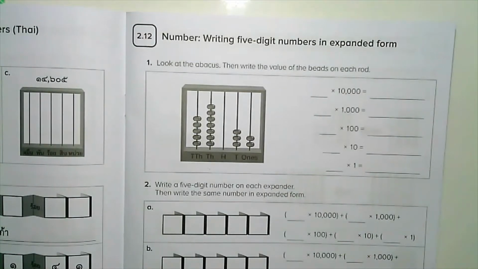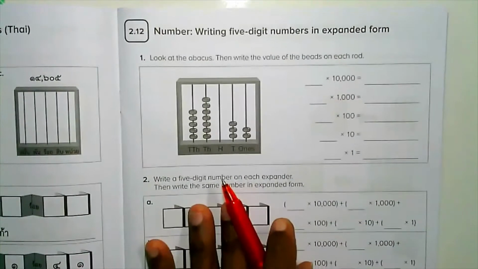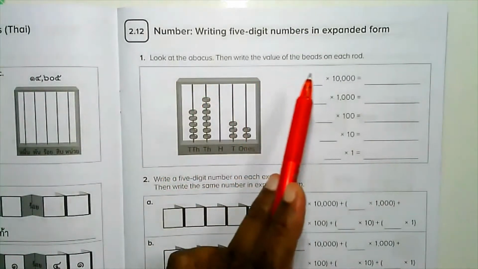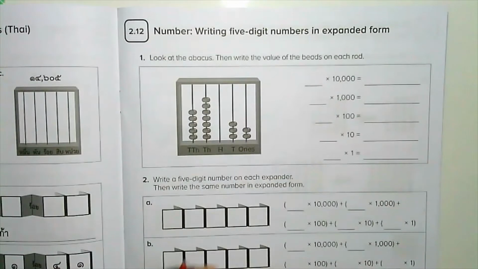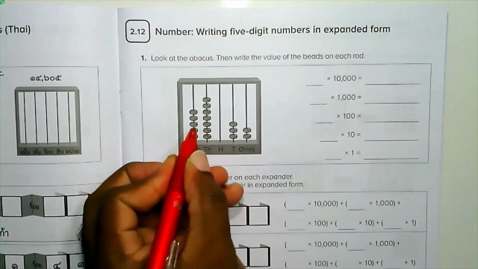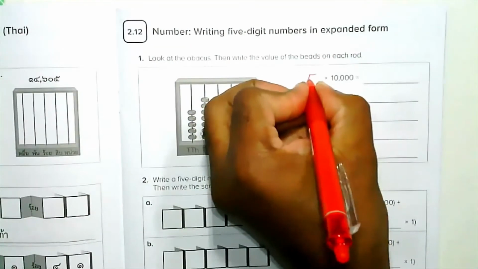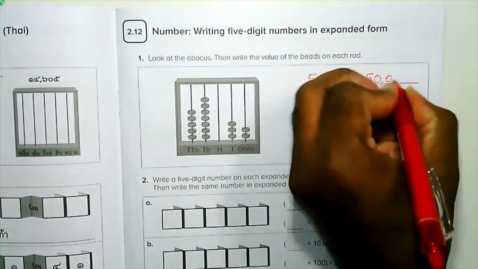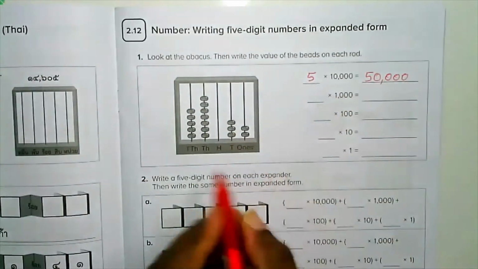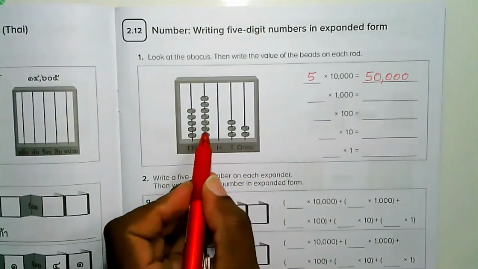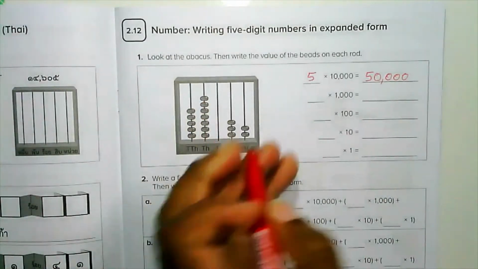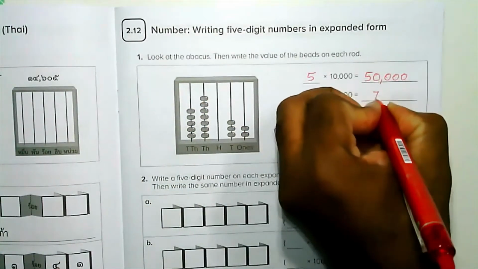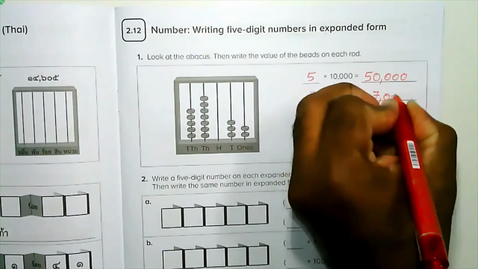Practice 2.12, number 1. Look at the abacus, then write the value of the beads on each rod. So for the 10,000, we have 1, 2, 3, 4, 5. So we have 5. 5 times 10,000 will be 50,000. For the thousands, we have 1, 2, 3, 4, 5, 6, 7. 7 times 1,000 will be 7,000.